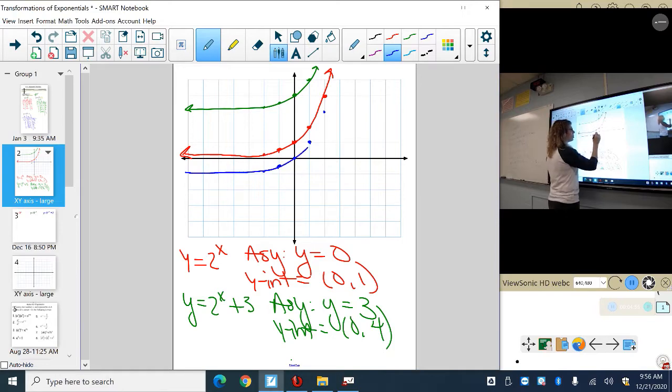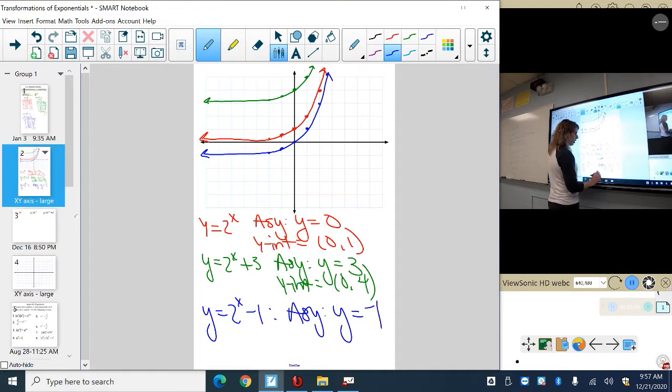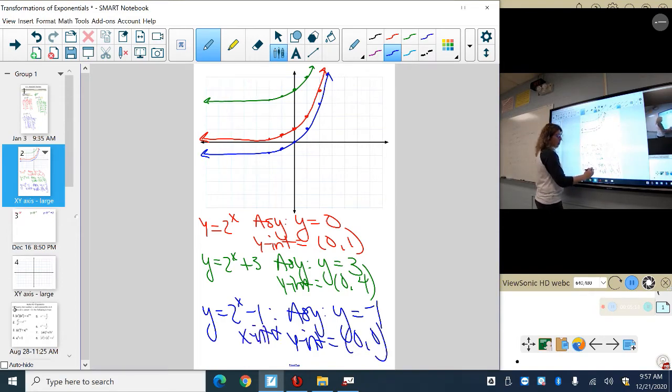And this is what you're going to have. So what this means is y is equal to 2 to the x minus 1, I have a new asymptote, and that's going to be y is equal to -1, and I have a new y-intercept, and that y-intercept is the ordered pair 0, 0, and that happens to be my x-intercept as well.